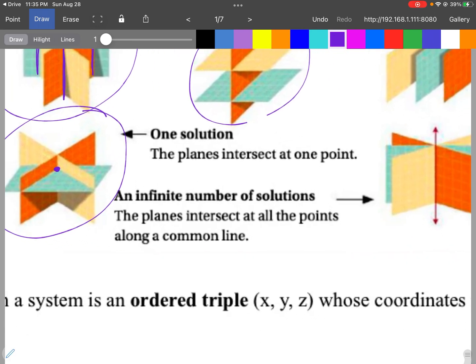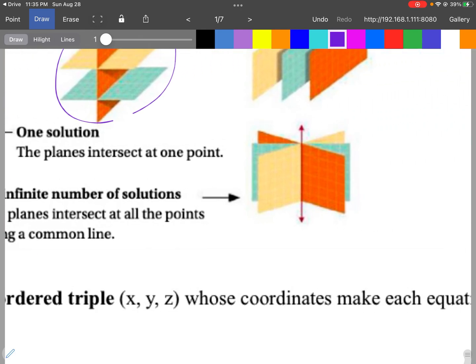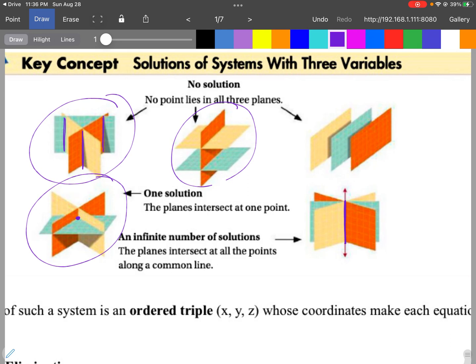Now our last example is an infinite number of solutions, or what we called IMS when we did the 2x2 systems. That's where we have all three planes and they come together kind of like a fan. We can see that all three planes come together, but they form a line where they all come together. So there are all kinds of points there, an infinite number of points where all three planes are crossing. So, no solution, one solution, or an infinite number of solutions.